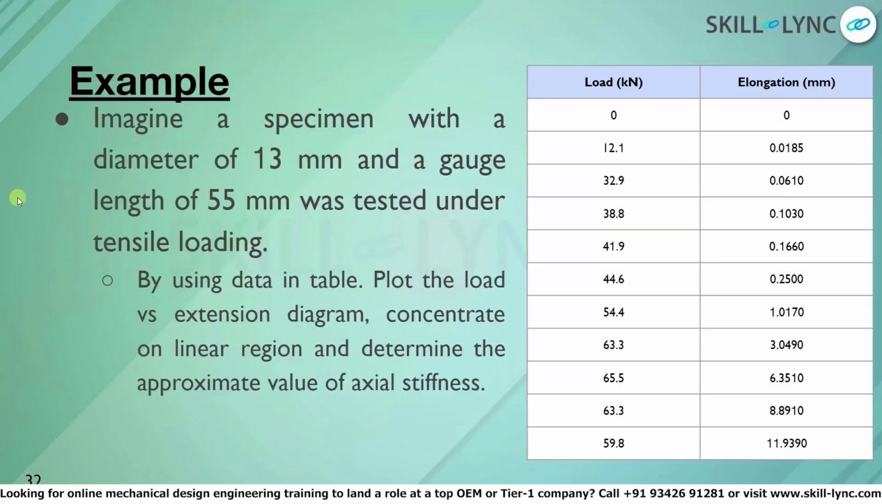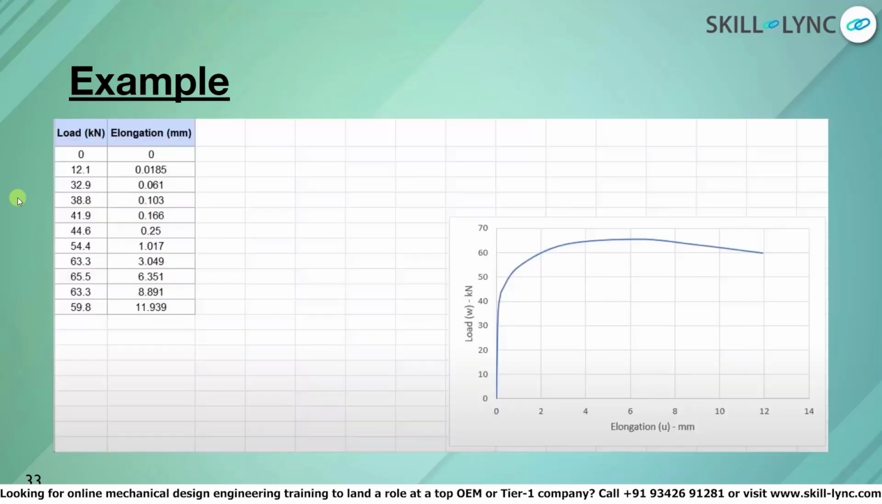Let's see an example to understand the K value for a system. In this problem, as you can see, a specimen with a diameter of 13 mm and gauge length of 55 mm was tested under tensile loading, and the load versus elongation data is given. This data is ideally found in any experiment performed on the instrument or on the universal testing machine. So the load and elongation data is given, and we have to determine the stiffness of the material, which is the axial stiffness. We will use Excel to plot the graph.